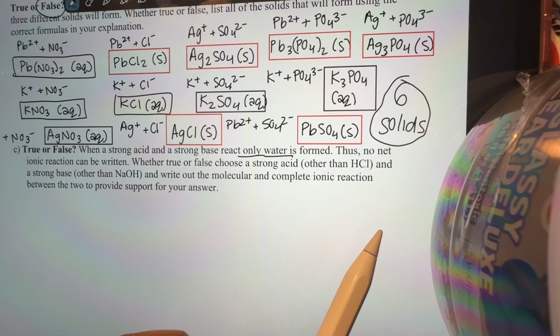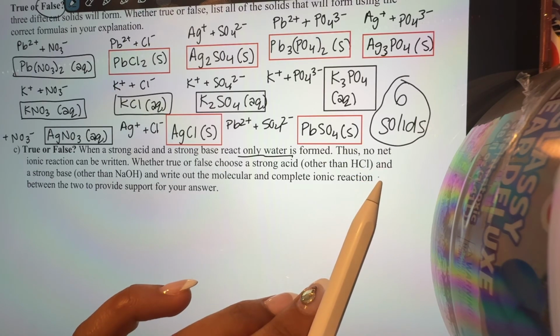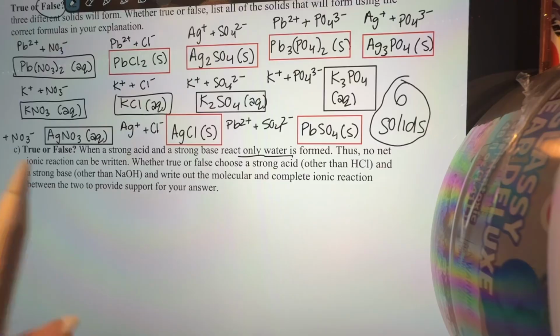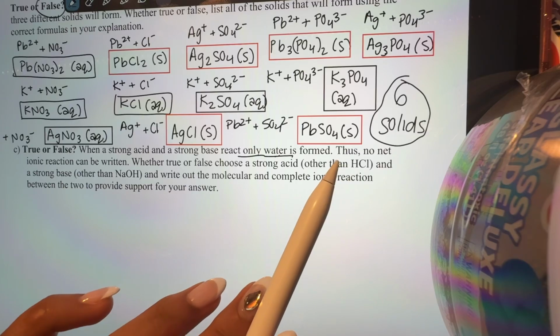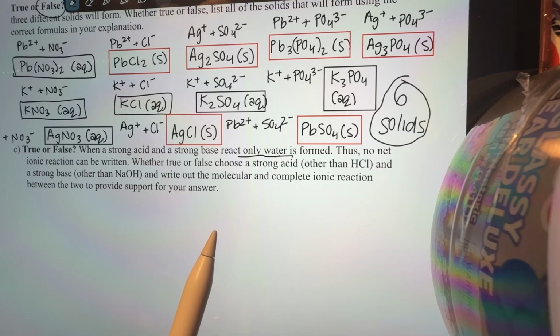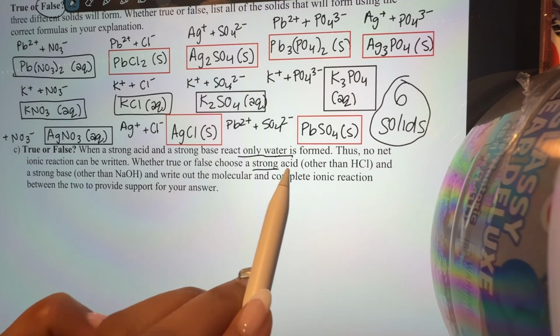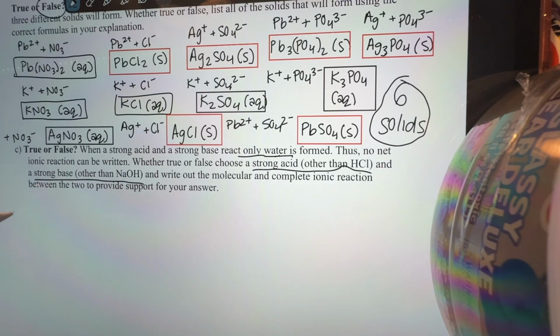Okay, so I already am leaning towards false because it's using language like only water is formed and also no net ionic reaction can be written. I agree that when a strong acid and strong base react, everything dissociates and only water is formed. That makes sense. However, I don't believe that means you can't write a net ionic reaction. I think you can still write your net ionic reaction. So I'm already leaning towards false, but let's go ahead and do what they said for the explanation, which is choose a strong acid other than HCl and a strong base other than NaOH and write out your molecular and your complete.